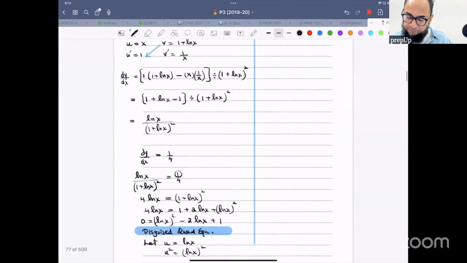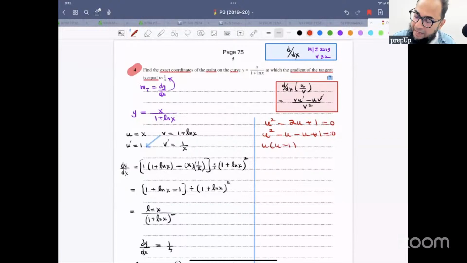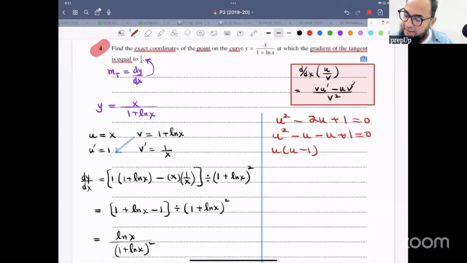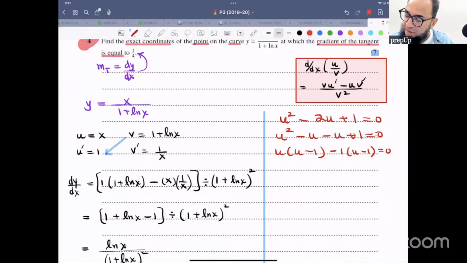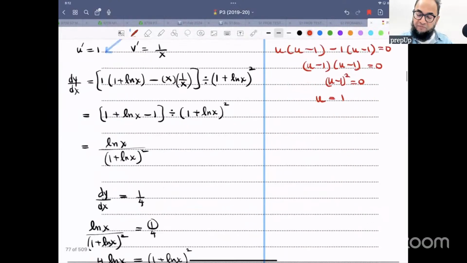So this is u squared minus 2u plus 1 equals 0. Will it factorize? I think so. This is u squared minus u minus u plus 1 equals 0, and this is u(u minus 1) minus 1(u minus 1) equals 0. It's a very beautiful number. (u minus 1) whole squared equals 0. Therefore, u comes out to be 1.